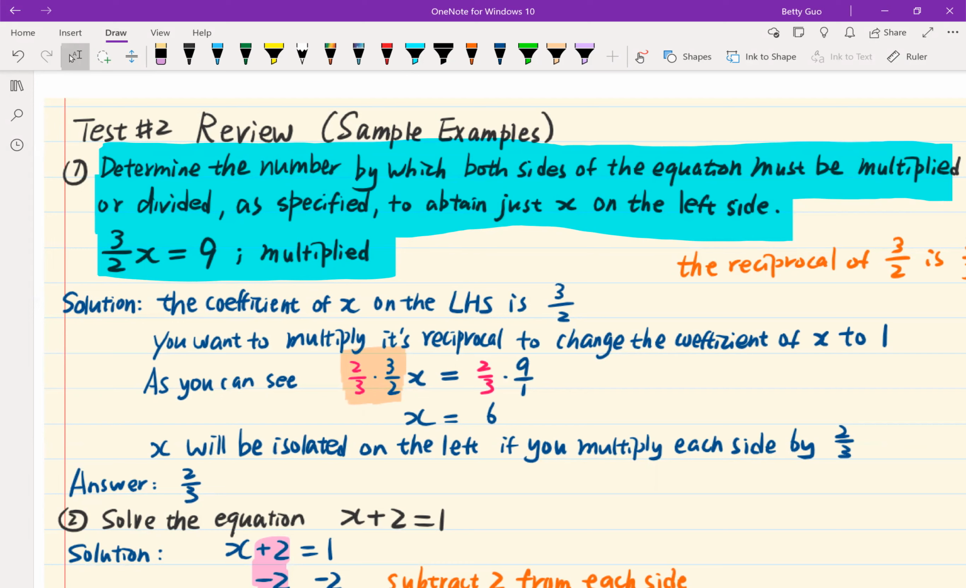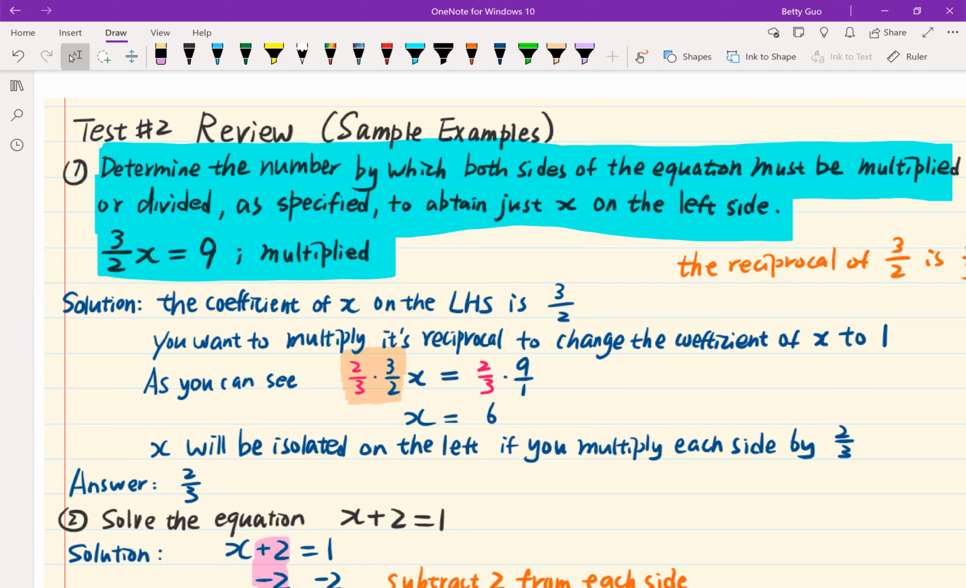To obtain x on the left-hand side means isolate x on the left, right? So basically, we are trying to figure out what number, for example, this one, the equation which is given is 3/2 times x equals 9. We are told we are going to multiply both sides of the equation by a number that we could isolate x on the left. Am I clear? That's what we're gonna do here. We're gonna multiply a number on both sides of the equation to isolate x. So what do you think?